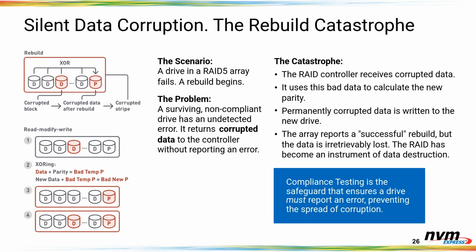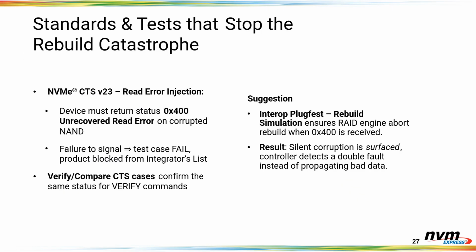That is for rebuild. The same problem is related to read-modify-write. If we have a silent data corruption problem with the drive, when we do read-modify-write on this stripe, we get wrong parity. And if we then do a rebuild, we will have wrong, failed data on the drive that is rebuilt. So what could be a solution for this problem?